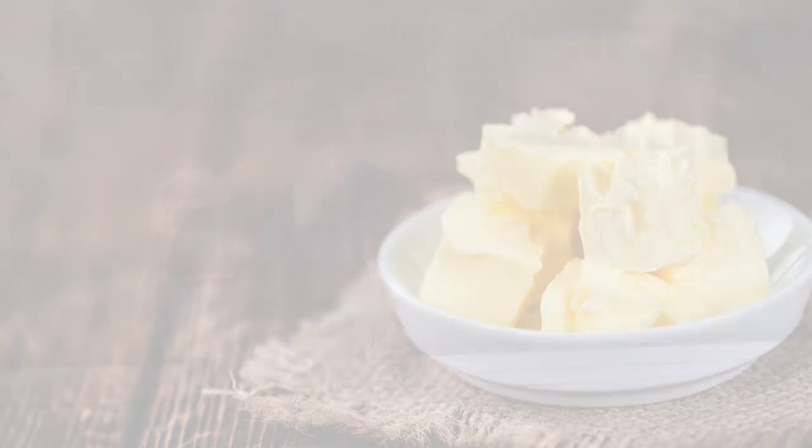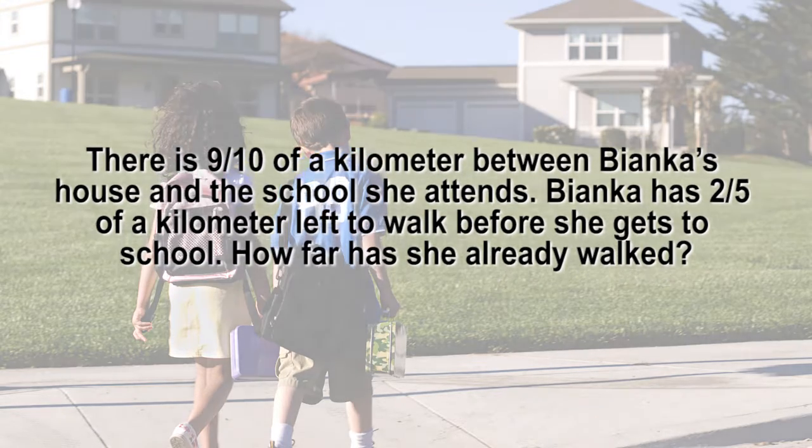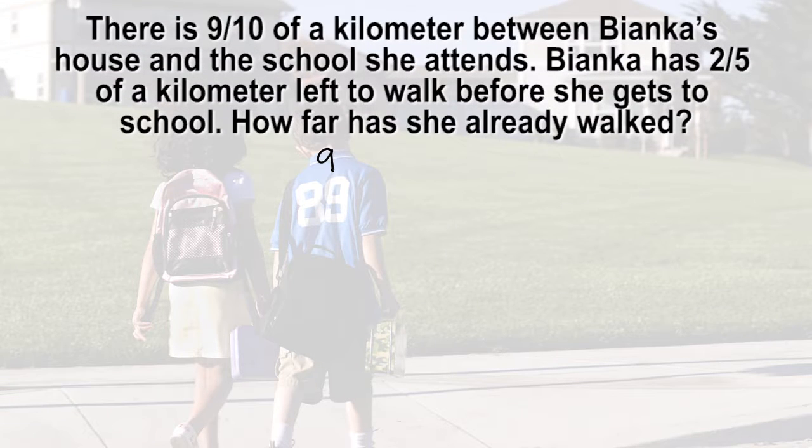Let's try another problem. There is 9/10 of a kilometer between Bianca's house and the school she attends. Bianca has 2/5 of a kilometer left to walk before she gets to school. How far has she already walked? The equation to represent this problem would be 9/10 kilometer between her house and the school, subtract the kilometers walked, m, equals 2/5 kilometer left to walk.